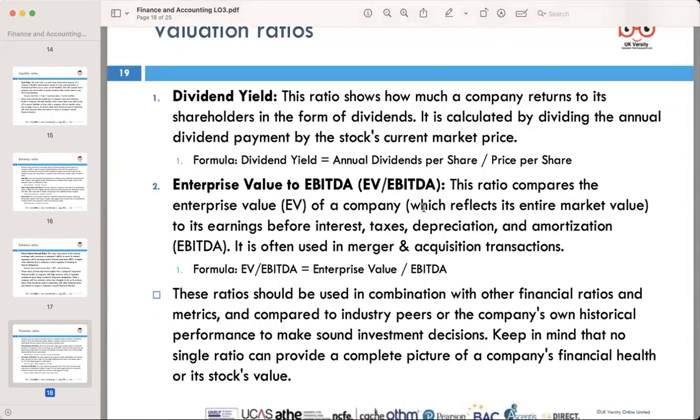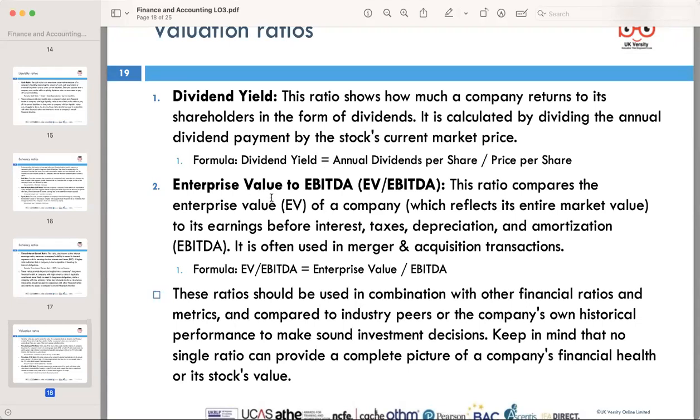Dividend yield. This ratio measures how much a company returns to its shareholders in the form of dividends. It is calculated by dividing the annual dividend payment by the stock's current market price. So the formula for dividend yield is annual dividends per share divided by price per share.